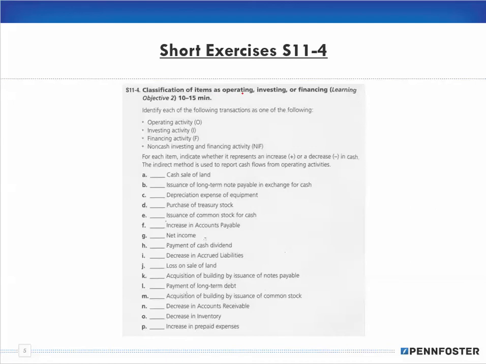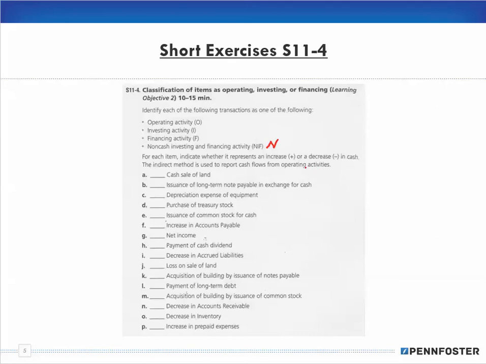Classifications of items as operating, investing, or financing activities. All right, so identify each of the following transactions as one of the following: operating, investing, financing, or non-cash investing and financing activity. I'm not going to write NIF, I'm just going to write N for that one. For each item, indicate whether it represents an increase or decrease in cash. The indirect method is used to report cash flows from operating activities.